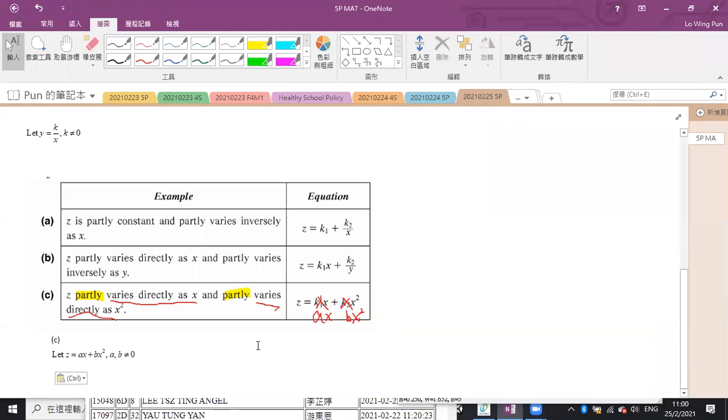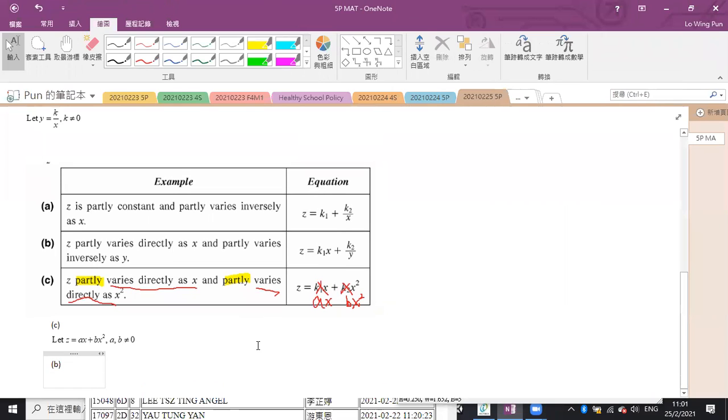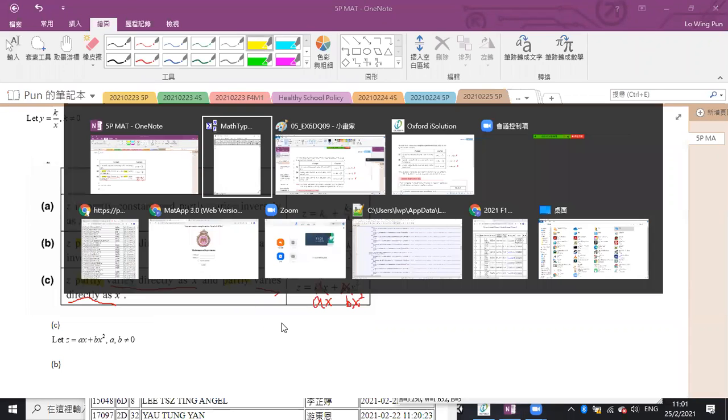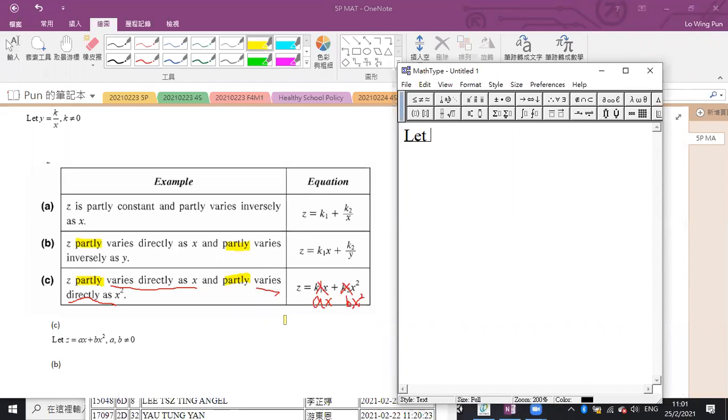We use a and b to replace the K1 and K2 in the book. Okay, let's go one step upwards. Part B: z partly varies directly as x and partly varies inversely as y. How many parts are there? We have partly and partly, so there are 2 parts. So we will let z be the first part plus the second part, like this.